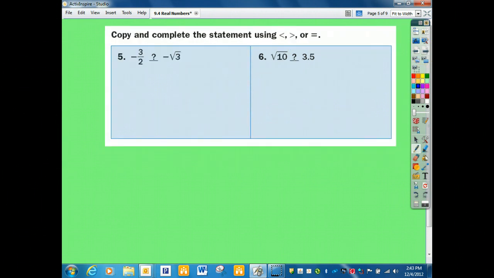Next page. Copy and complete the statement using less than, greater than, or equal to. So what does this turn into? A negative 1.5. Yes, negative 1.5. And this turns into a negative 1.73. Good enough. So now, less than or greater than? Show me your left hand if you think it's less than. Show me your right hand if you think it's greater than.